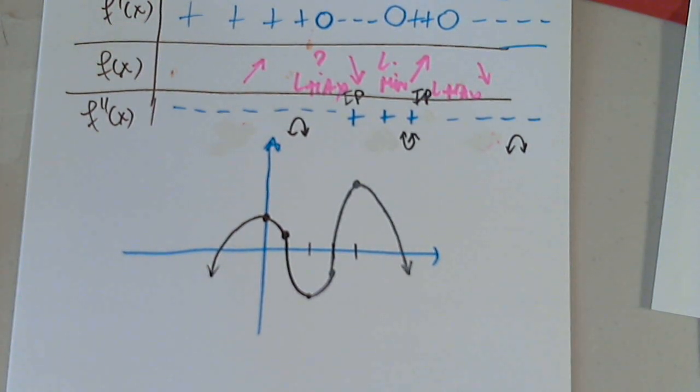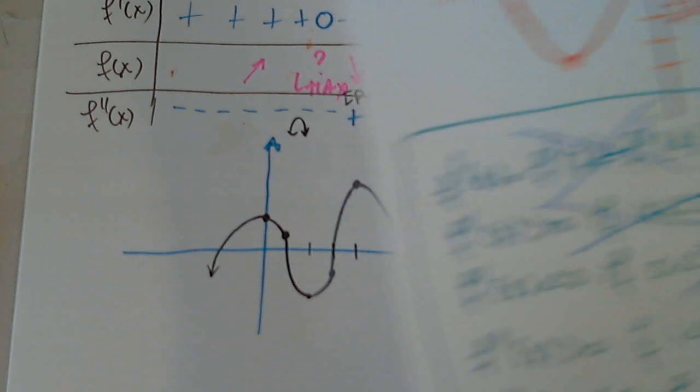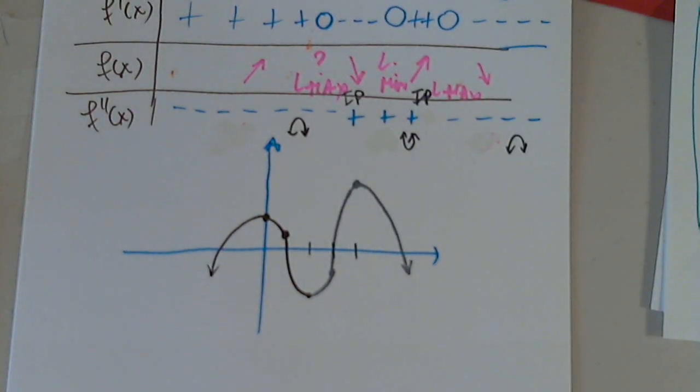So this is an example of a graph given the conditions of critical numbers, sign of the first derivative, sign of the second derivative, and we know what each piece is representing when it comes to the graph of the function.